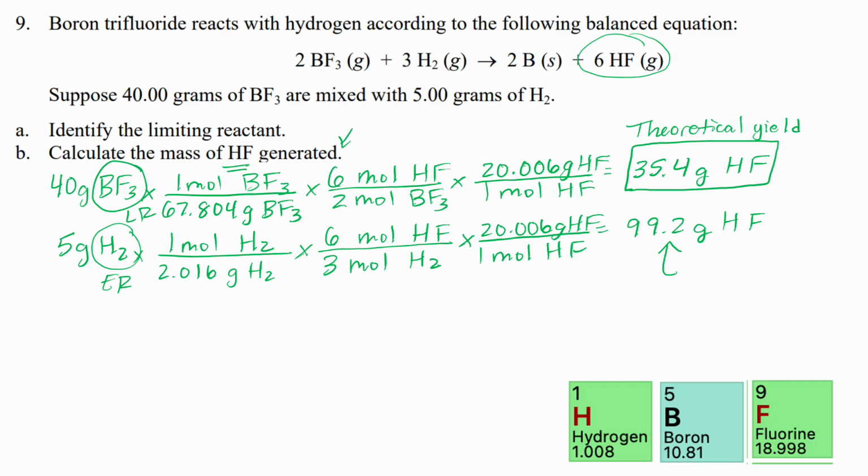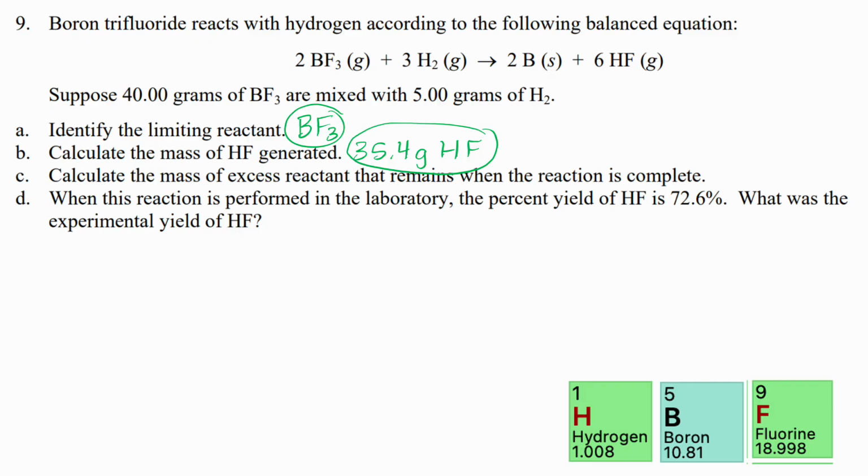So the answer to part A is BF3. The answer to part B is 35.4 grams of HF. Now, part C of that same question says calculate the mass of excess reactant that remains when the reaction is complete. So we know from part B that 35.4 grams of hydrofluoric acid can actually be made, correct?